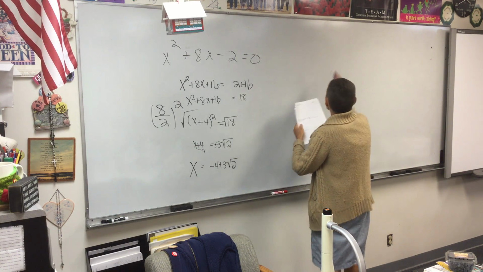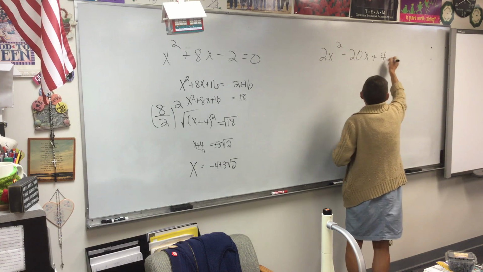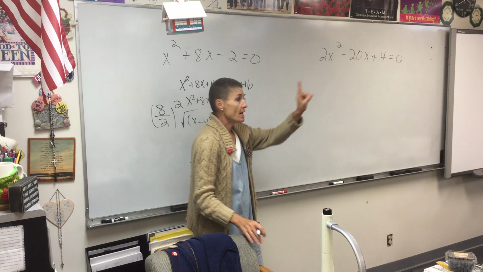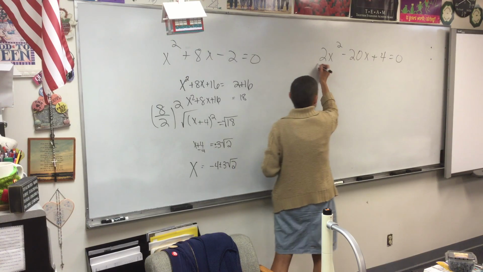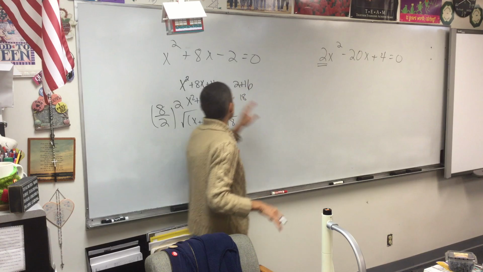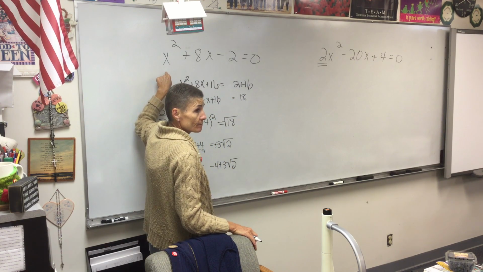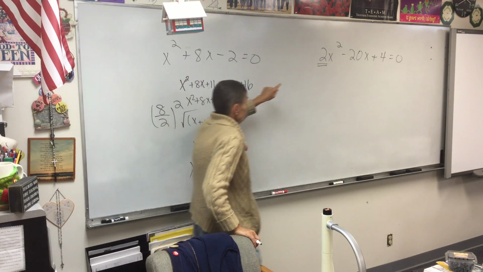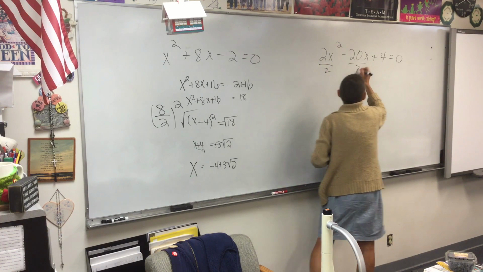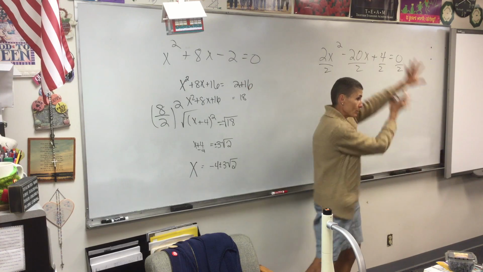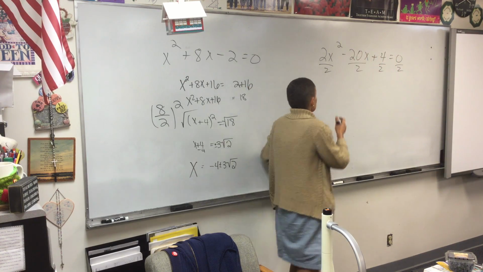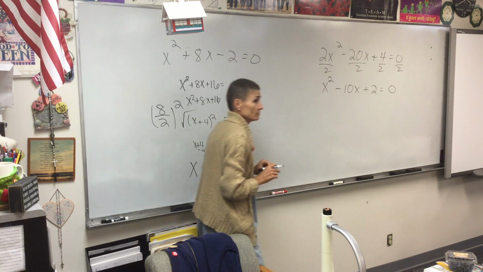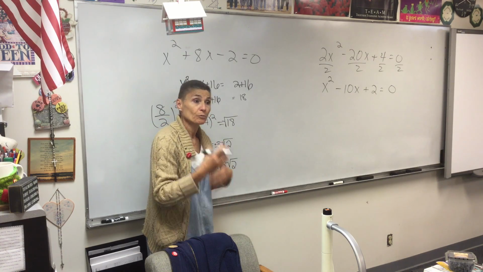Okay. All right. Now, this one adds something in the mix. We have to take care of it. When you complete the square, the number one rule is you can't have a coefficient on the x squared. It needs to be a plain x squared. So what am I going to do with this 2? I'm going to divide by 2. We are going to get it out of the problem. Gone. So that will leave me with x squared minus 10x plus 2, and that's still 0. And now we're ready to roll through just like we did before.